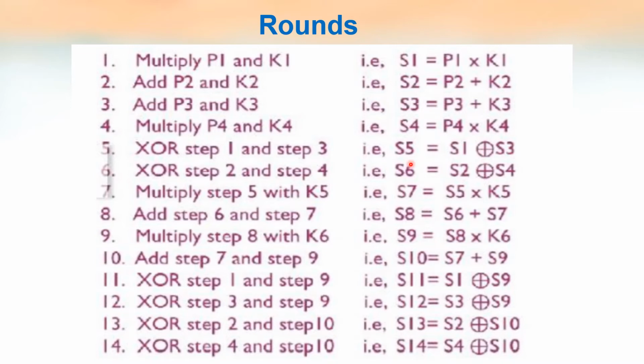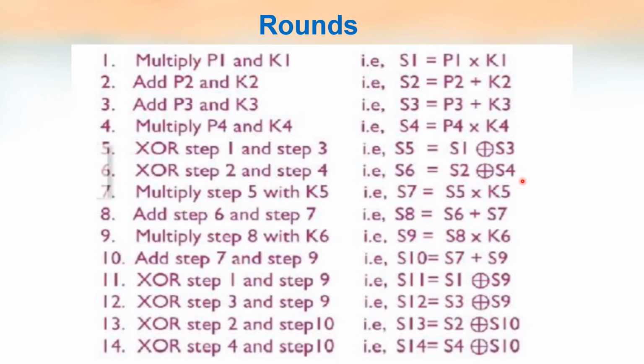Then the next step S5 is S1 XOR S3, then S6 is S2 XOR S4. So this you can remember like this. You can write P1, P2, P3, P4, then K1, K2, K3, K4. So first it is multiplication, then 2 additions, then multiplication. Then S5 equal to S1, S3, and S6 from S2, S4, then 2 XOR operations. Then we have used K1 to K4 keys.